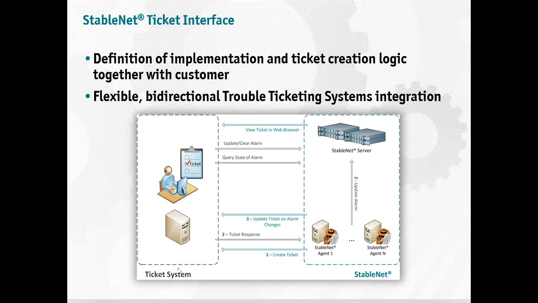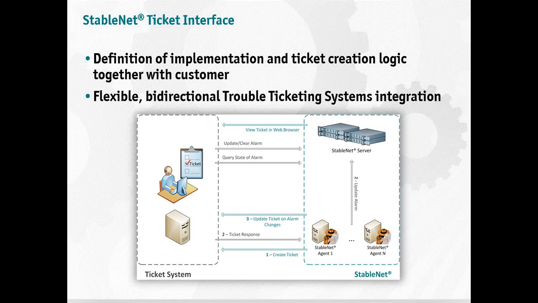The trouble ticketing interface is deployed on the StableNet agents. So you have a distributed system, which offers advantages in case of failure, as there will not be a single point of failure. Even if one of your agents might be down, the other agents will still be running and you will still get tickets from those agents. This is also independent from the server, so the ticket interface will continue to run even if you have some issues with the StableNet server, for example.